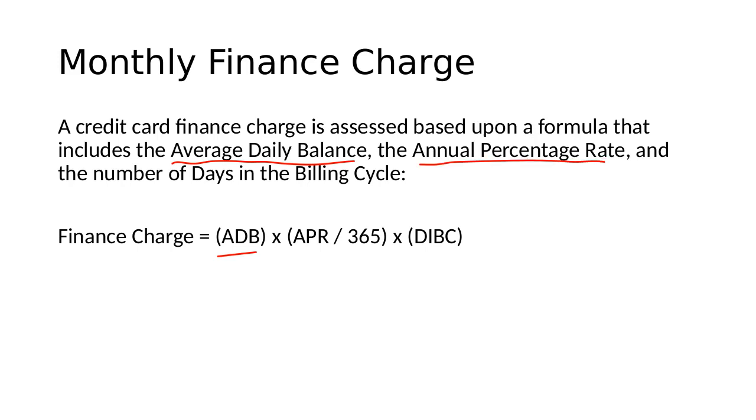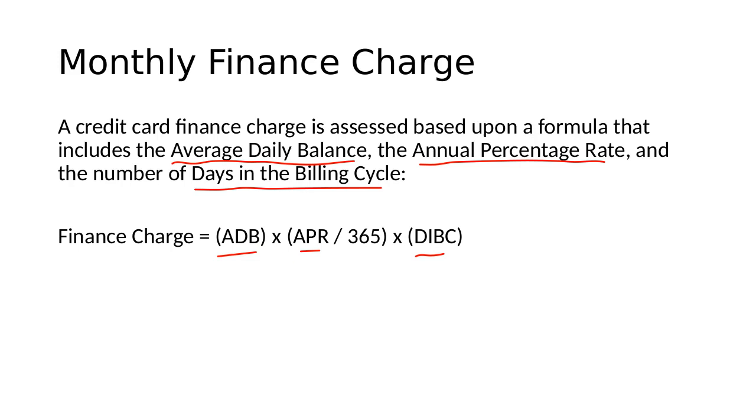The annual percentage rate, that's the interest rate that the credit card is going to charge. And then the number of days in the billing cycle, which can vary between 28, 30, and 31. The other thing we didn't mention in that formula is the 365. And what that is, there's 365 days in a year.